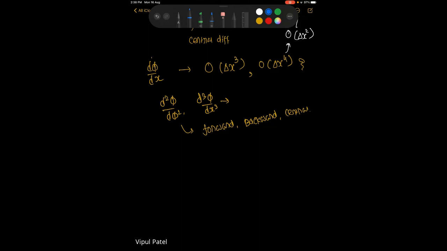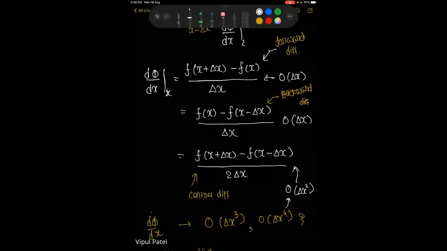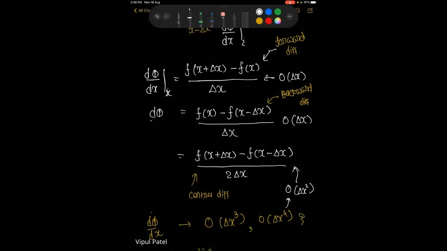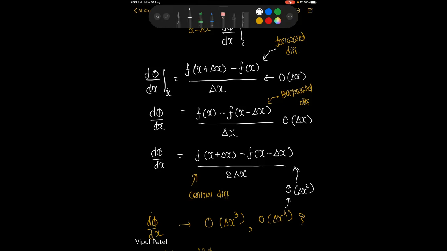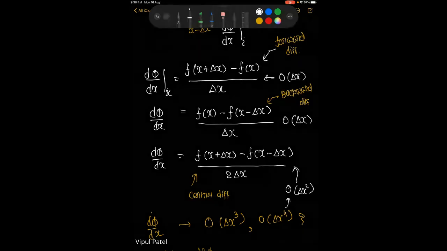So far we have discussed only these three schemes, all for d phi by dx. This formulation is for d phi by dx, this is also for d phi by dx, and this third formulation is also for d phi by dx. So one thing is for sure: these formulations are only applicable for first order derivatives. Now suppose you are interested in deriving a formulation for d square phi by dx square.